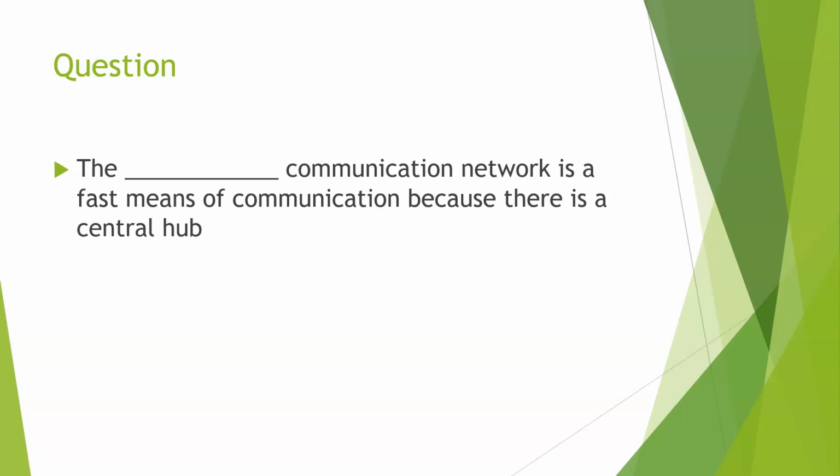The blank communication network is a fast means of communication because there is a central hub. The correct answer is wheel. And you will see in the next couple of slides, in addition to a few more questions on the exam, that there are several questions that relate to the communication network. That includes things like the wheel, the chain, the Y, the circle. So make sure you study all of those from the lecture.